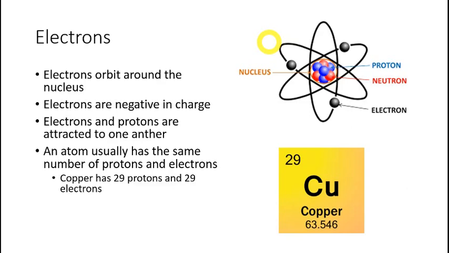So I'm stating it there. Copper has 29 protons, 29 electrons. Individual atoms can lose or gain electrons, and that is where electricity comes into play, and other things. But that's where, when we study electricity, we're actually going to be studying this phenomenon of electrons being able to be lost and gained by atoms.